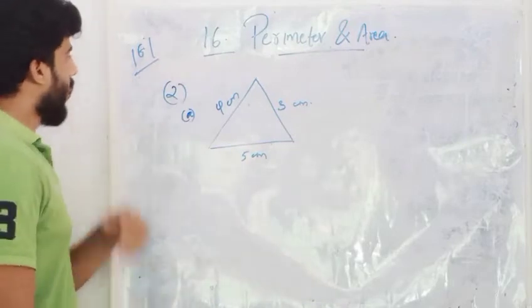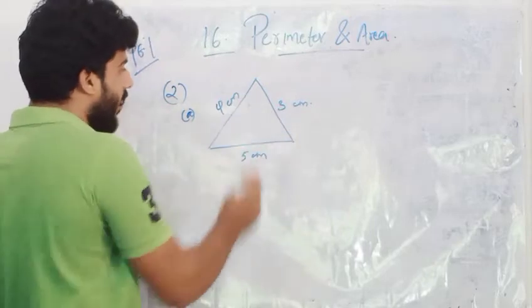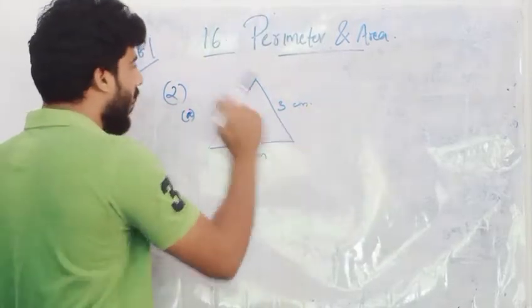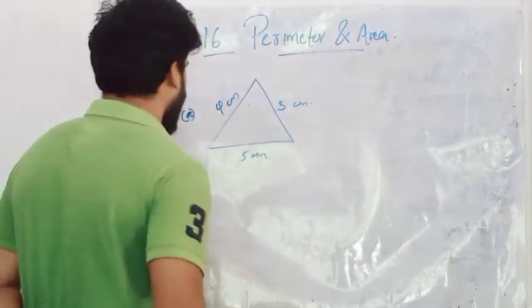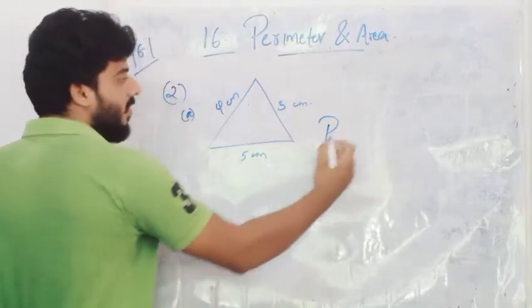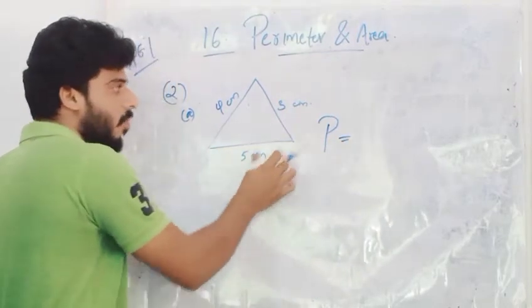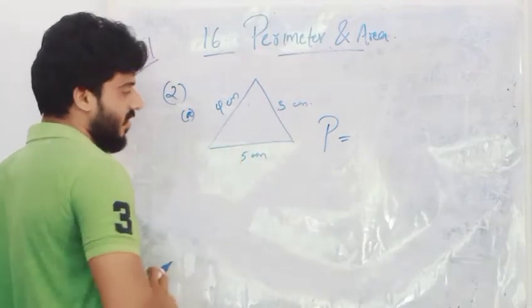Question number 2, part A, and this is the figure given in the question. It's a triangle, and each side of the triangle is given, and they asked us to find the perimeter. So how can we find the perimeter of a triangle? As we know, the perimeter of a triangle is the sum of all the three sides of a triangle.